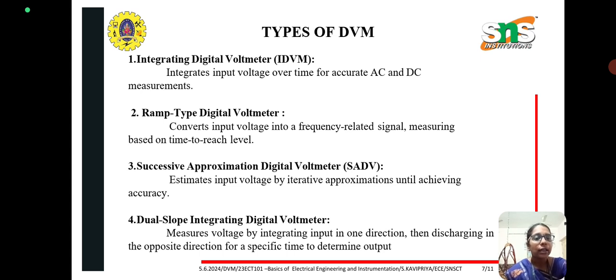And next is the successive approximation digital voltmeter, SADV. It estimates the input voltage by iterative approximation until the accuracy level is achieved. And next is the dual slope integrating digital voltmeter. It measures the voltage by integrating the input signal in one direction, then discharging in the opposite direction for a specific time to determine the output.